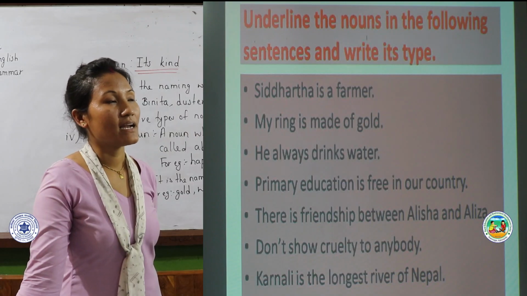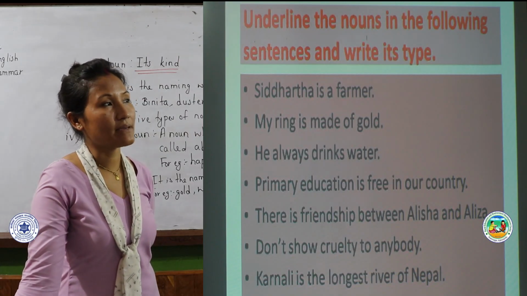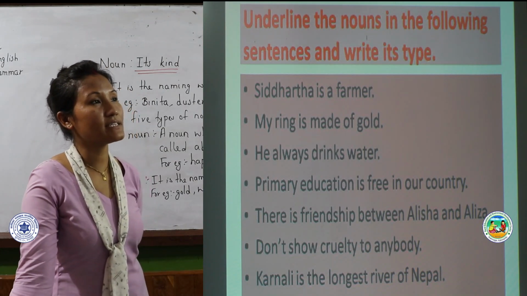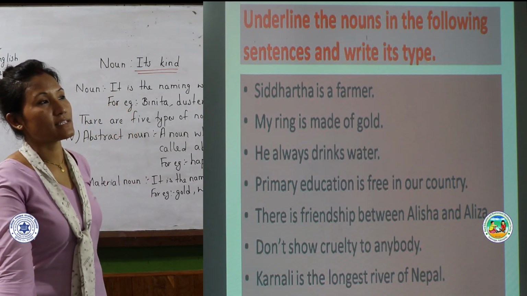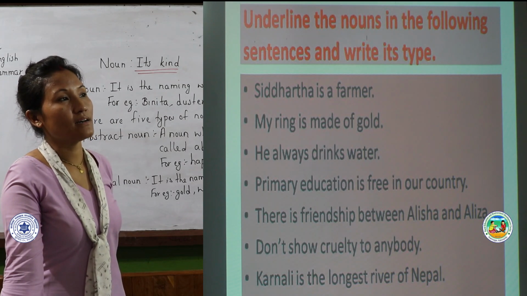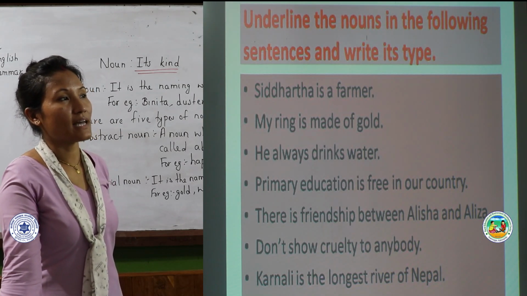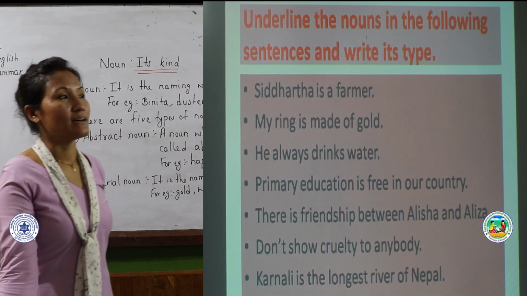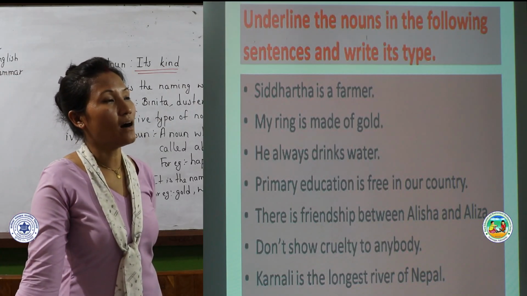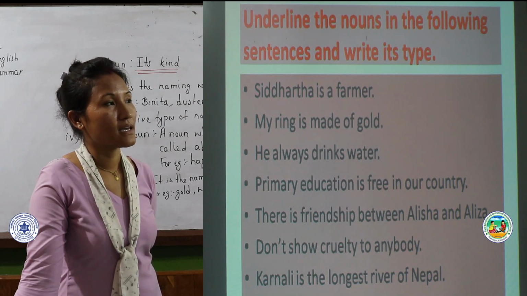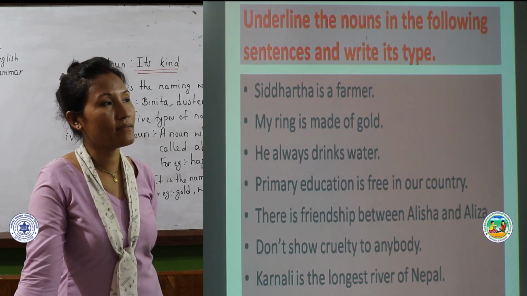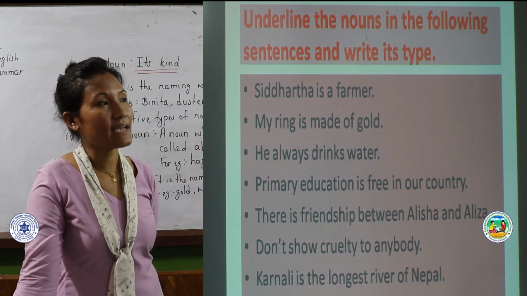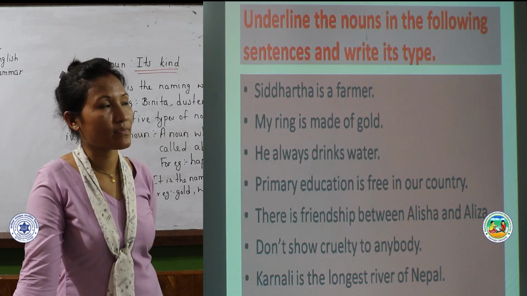As we read, nouns are of 5 types. At first, you have to underline the nouns and then write their type. The first one, Siddhartha is a farmer. Likewise, my ring is made of gold. How many nouns are here? At first, underline them and then write their type.